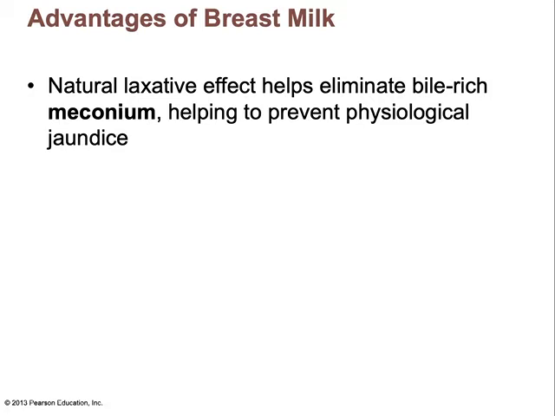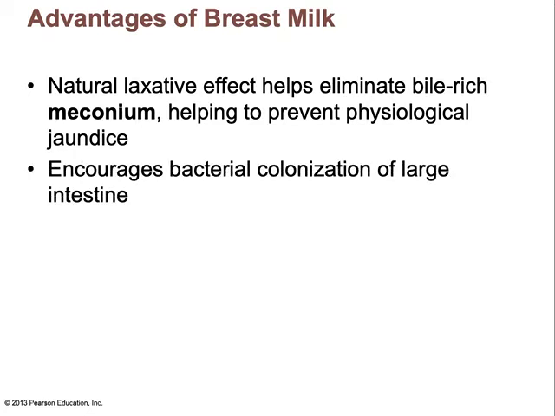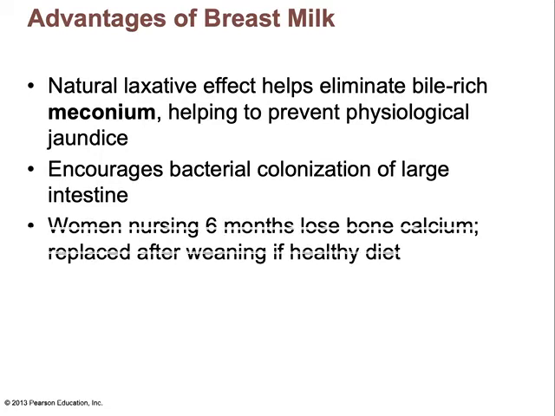Natural laxative effects help eliminate the meconium, which is going to prevent physiological jaundice. Basically, this is bile buildup that is the result of the fact that the baby has a liver that isn't really working very well while it's in the womb. This also encourages bacterial colonization of the large intestine. That's where the E. coli and other species of beneficial bacteria take up residence.